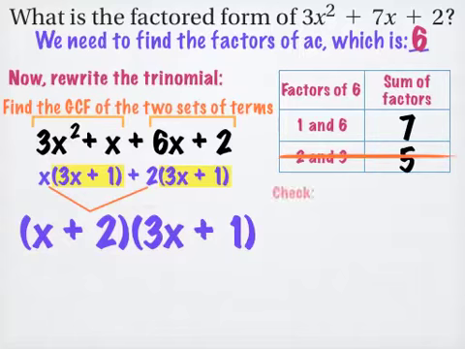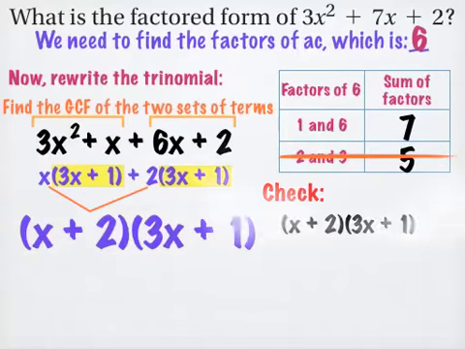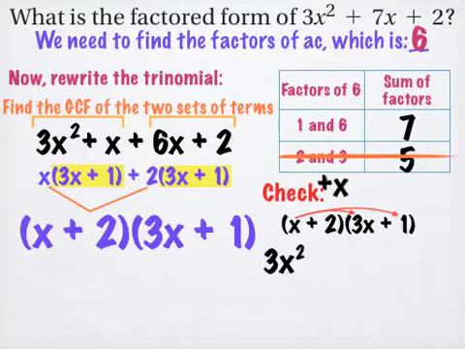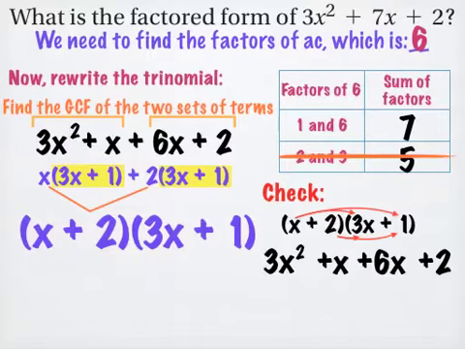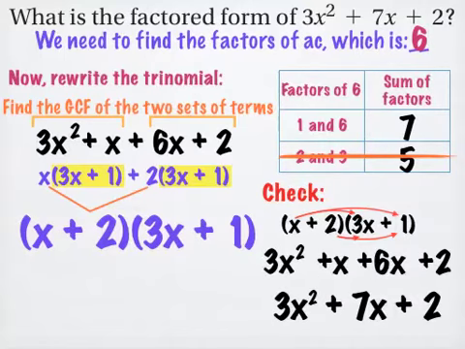Just like in all of these examples so far, I need to go ahead and check my answer. Go ahead and multiply your first terms. x times 3x is 3x squared. Your outside terms, x times 1 is 1x. Your inside terms, 2 times 3x is 6x. And your last terms in your binomials, 2 times 1 is 2. Now go ahead and combine your like terms. x plus 6x is 7x. And I have checked this answer. The two binomials do multiply together to give me my original trinomial.